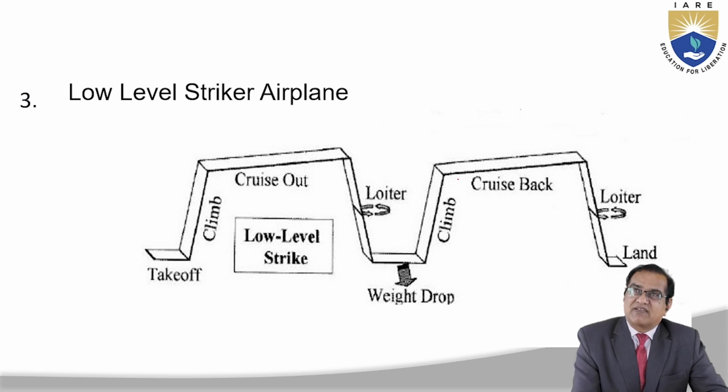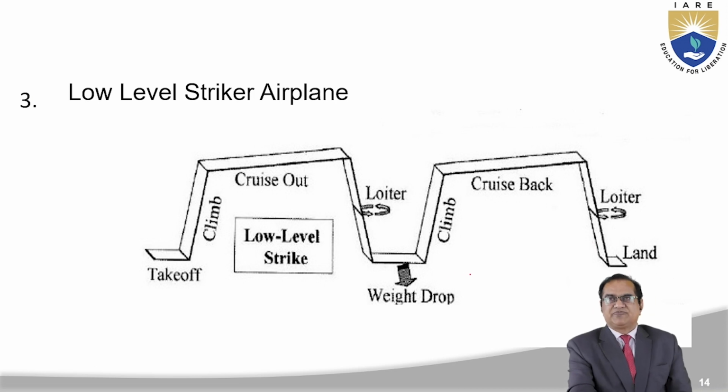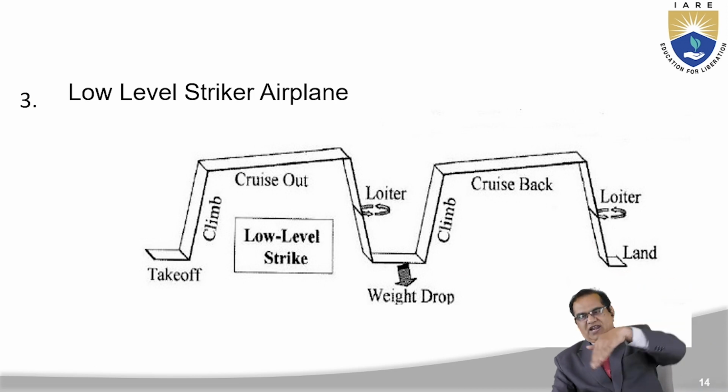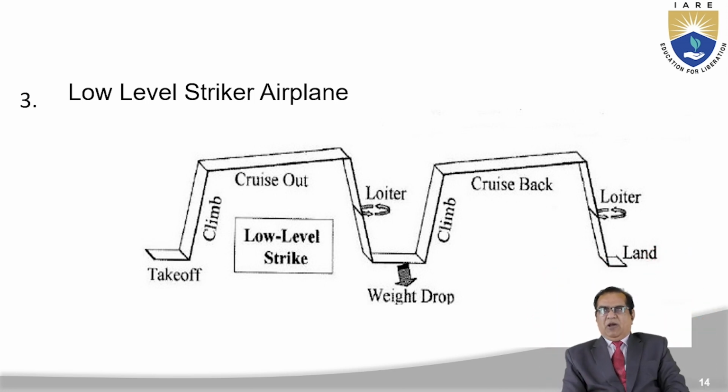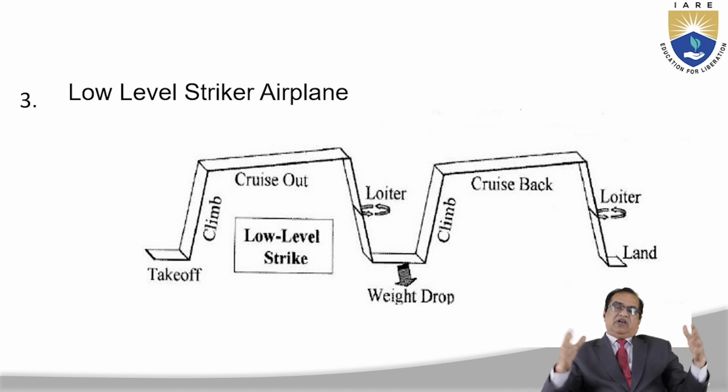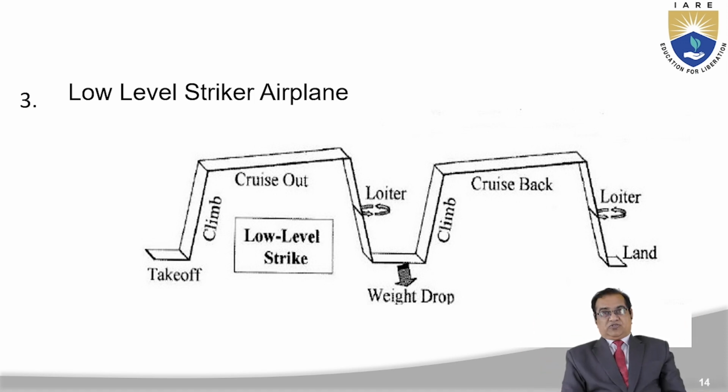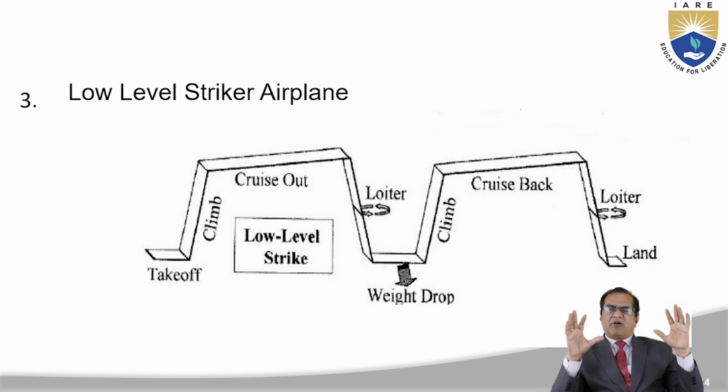Then again they will climb, again cruise, they will loiter, and many times they can do it like this. It is not only once. They can go, climb, drop the bomb, and go again. Different maneuvers they will perform. And this type of striker aircraft is used for defense purposes by air forces of the world. They can drop bombs or some other things, like torpedoes, for naval purposes.